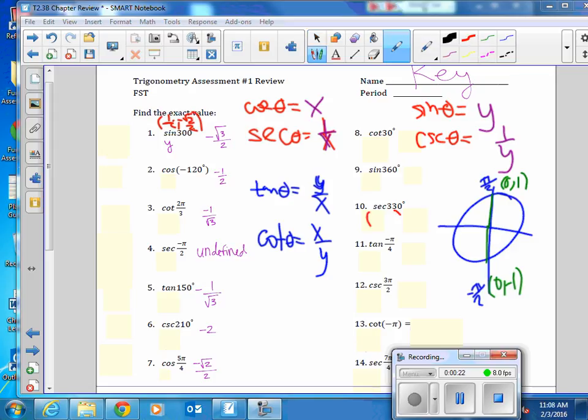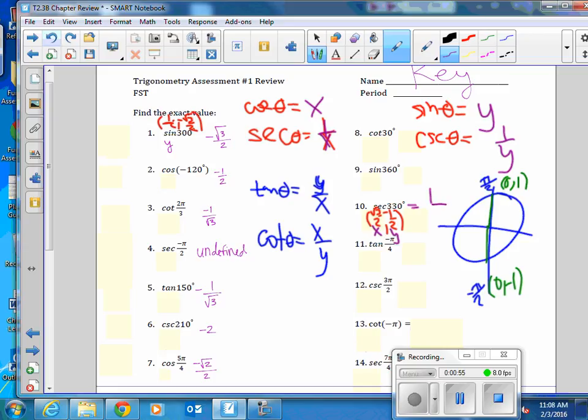Would you go on your unit circle and tell me what coordinate is at 330? Yeah, it is going to be root 3 over 2, because it's 30 degrees from 2 pi, so this will be down a half. Good. So then what I would do is put an x here and a y here. Secant is 1 over x, right? So I'm going to go 1 over x.